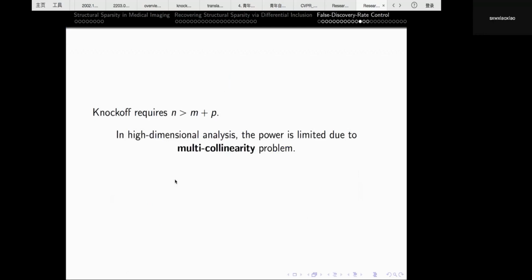However, the knockoff requires n greater than n plus sp, which is not satisfied in a high-dimensional scenario. Besides, the power is limited due to the multicollinearity problem in the high-dimensional setting.